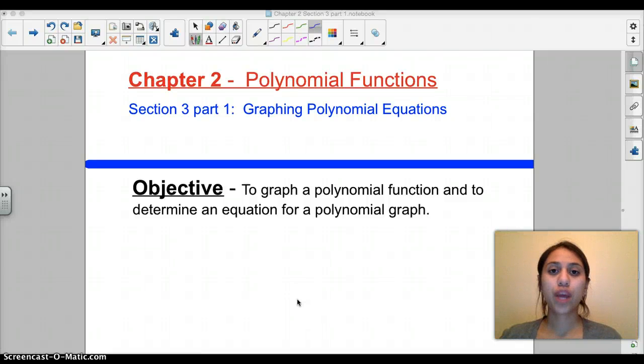Okay, we're continuing Chapter 2, Polynomial Functions, with Section 3, Part 1, Graphing Polynomial Equations. The objective of Section 3 is to graph a polynomial function and to determine an equation for a polynomial graph. But again, the focus of Part 1 is to graph polynomial equations.